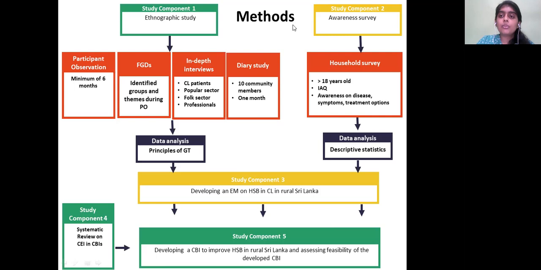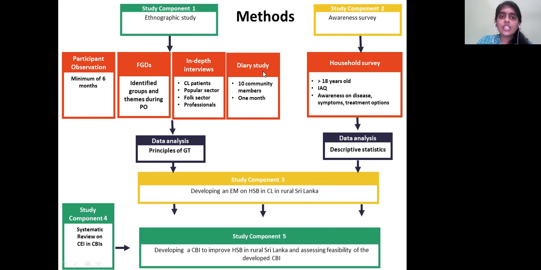Study component 2 will be an awareness survey. This awareness survey will be conducted in the same field site where the ethnographic study is being conducted. An interviewer-administered questionnaire will be delivered during this household survey to assess the awareness of disease, symptoms, and treatment options in the community in a disease endemic region. The quantitative data generated from the awareness survey will be subjected to descriptive statistics.